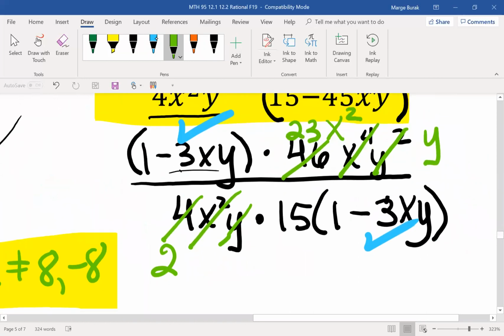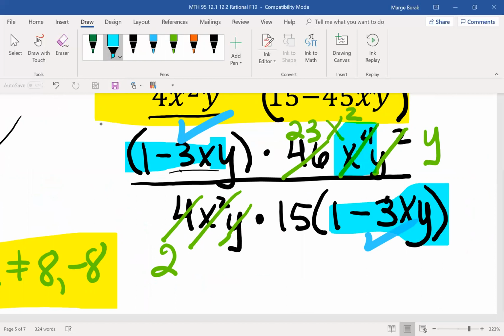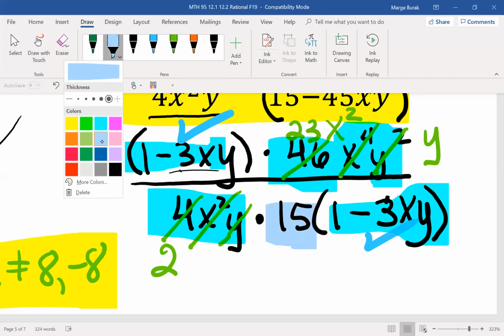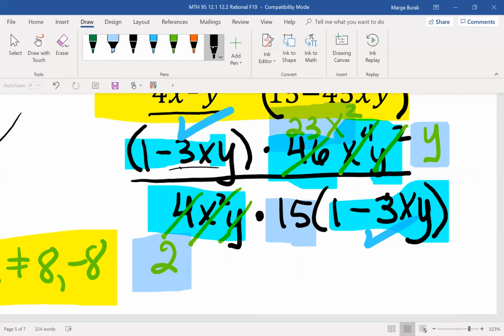So first of all, I'm going to highlight all the ones that are gone. So this one's gone, gone, gone, gone, gone. All right. So what's left is this one, this one, this one, and this one. Okay, so I don't know if I'm making it worse or not. I just want you to be careful that we don't miss any.